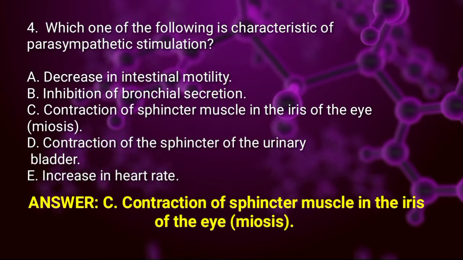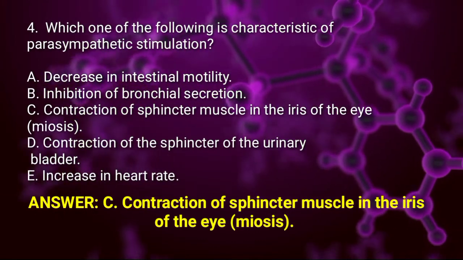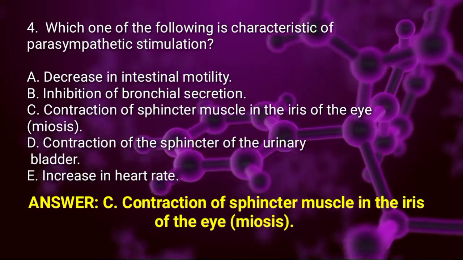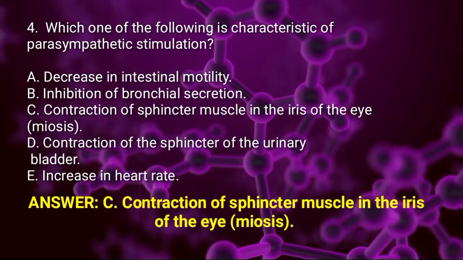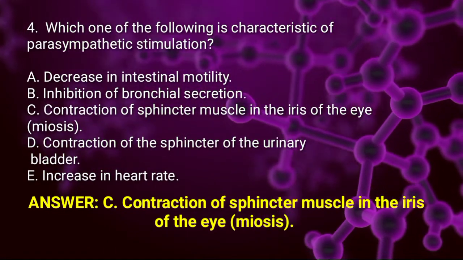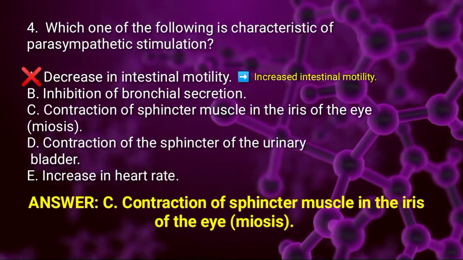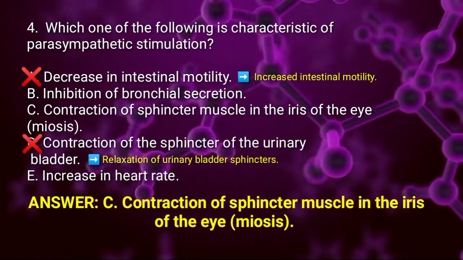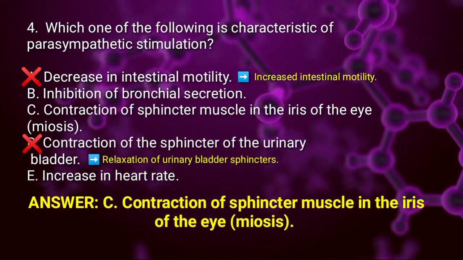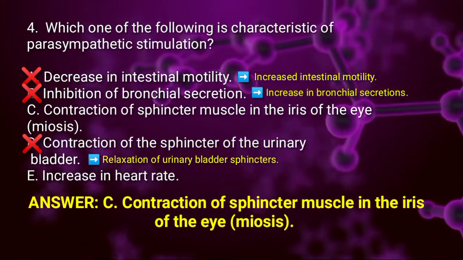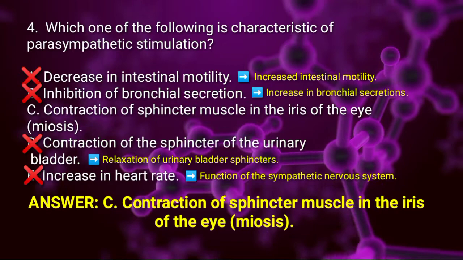Answer: C. Contraction of sphincter muscle in the iris of the eye, or meiosis. The parasympathetic nervous system is essential in maintenance activities such as digestion and waste removal. Thus, one will see increased intestinal motility to facilitate peristalsis, relaxation of urinary bladder sphincters to cause urination, and an increase in bronchial secretions. An increase in heart rate is a function of the sympathetic nervous system.